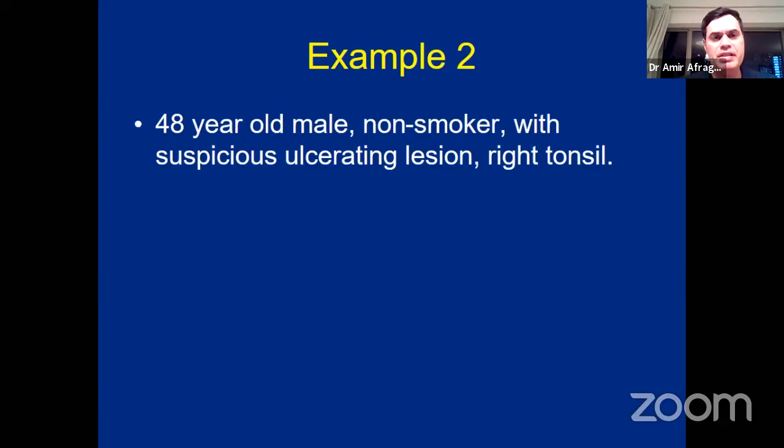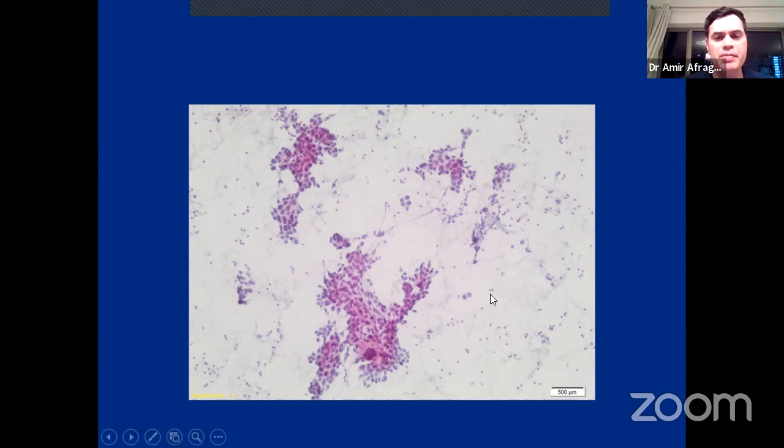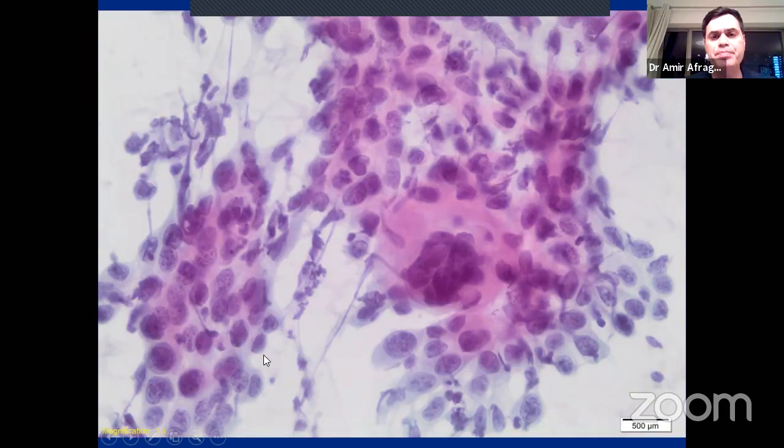So this patient presented to our clinic. It was a 48-year-old male. He was a non-smoker with a suspicious ulcerating lesion in the right tonsil. So you can see it's actually the right age, below 50 years of age, it's a non-smoker, it's a male, and it actually fits the profile of somebody who can present with HPV-positive tonsillar cancer. So what I did, I sprayed a bit of xylocaine and I brushed the area. As you can see, I have a very nice smear.